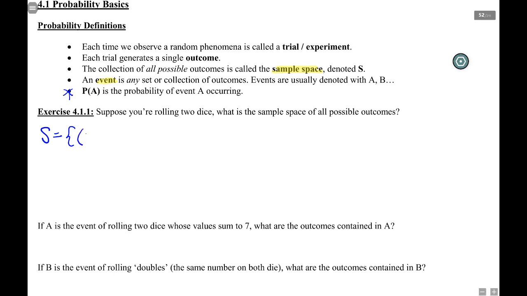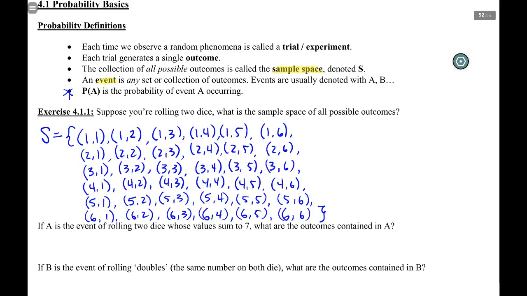Well, I could roll snake eyes, right? That's a possibility. I could roll a 1 and then a 2. Could be a 1 and a 3. It's good to have some sort of structure when you're doing things like this. And then you could continue on. And we can fill out the entire sample space like this. As you can see right now, there are a total of 36 possibilities when you're rolling your dice.